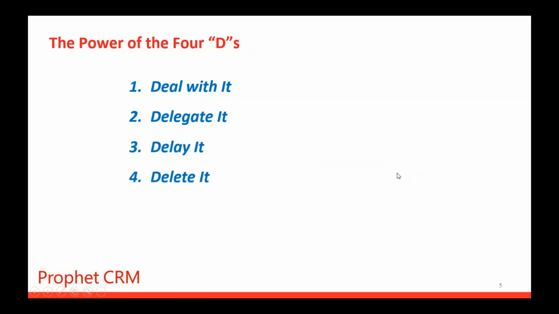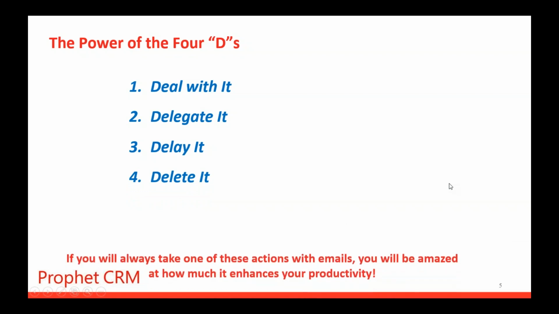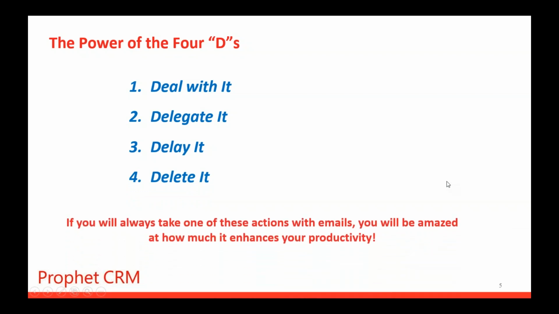I've come up with a concept I call the power of the 4Ds, and to start with, what I'd like to share with you is if you follow these 4 concepts, I think you'll find that your productivity is greatly enhanced. So whenever you get an inbound email, you do one of 4 things. You deal with it. You delegate it to someone else. One of my favorite things to do. You delay it, or you delete it. You're basically doing one of these 4 things. You've effectively started to tame your inbox. So again, if you always take one of these actions, you're going to be amazed how much your productivity increases.